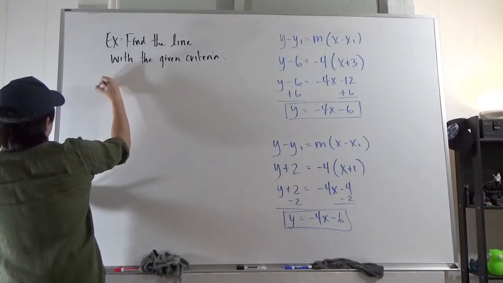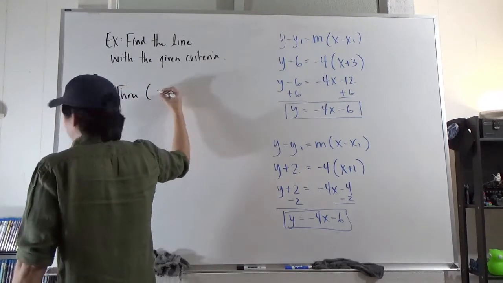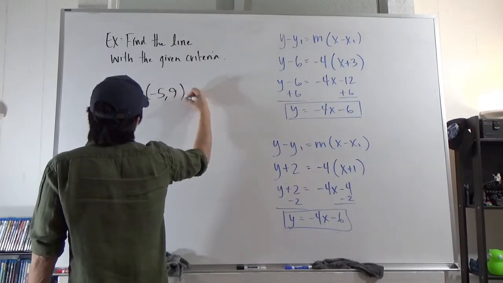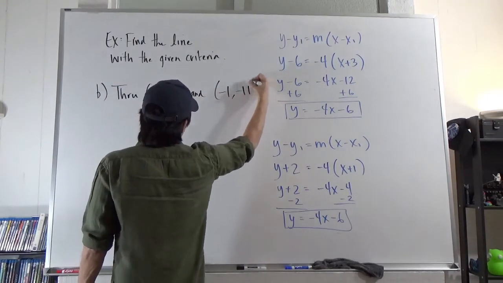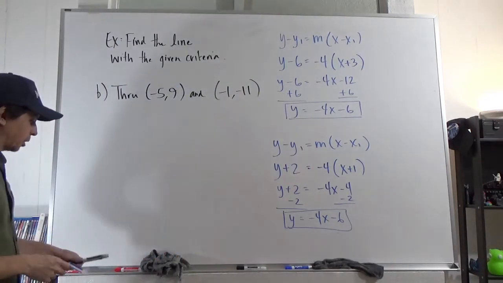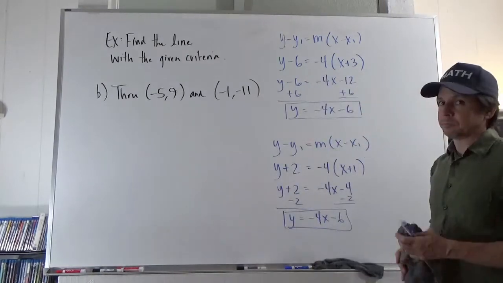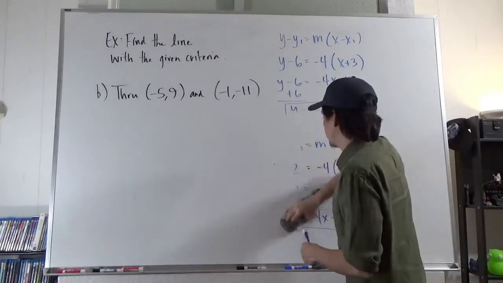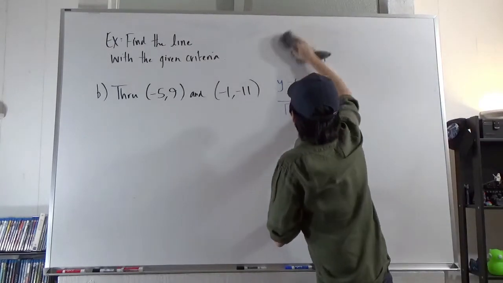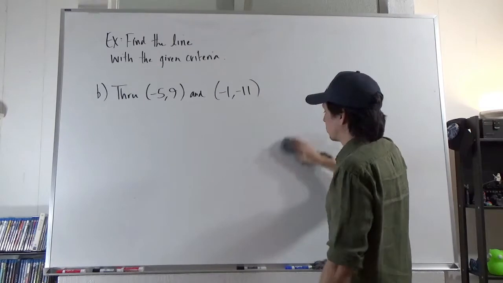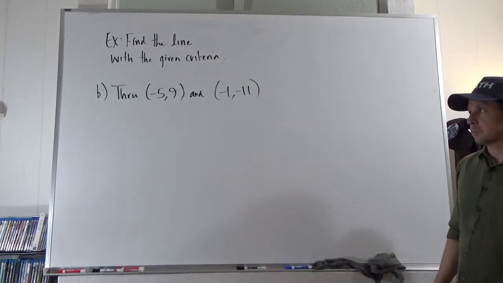All right, I want you to do B on your own, through the points -5, 9, and -1, -11. Same process, you're given 2 points. You're going to use point slope form eventually, but not yet. You need to first find the slope that you're going to use. So first step, find the slope. Second step, use that slope with either point in point slope form.